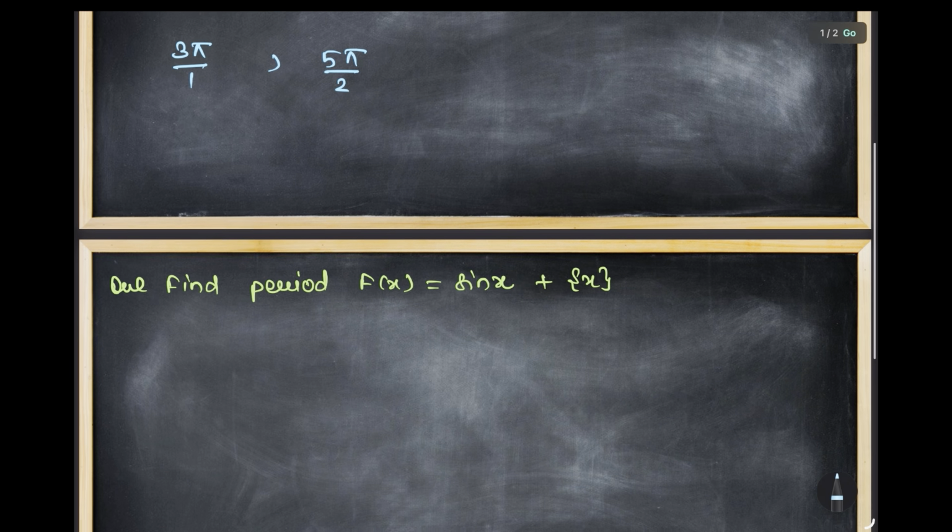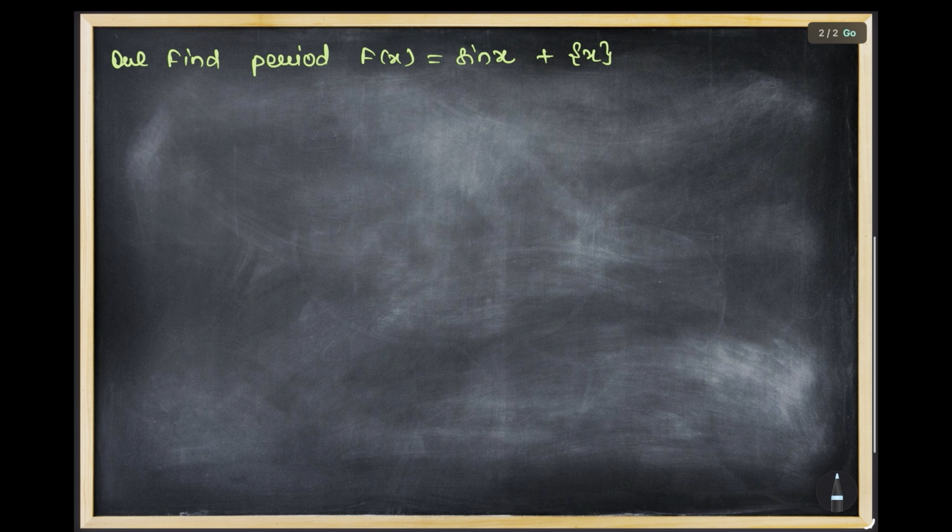Now moving back to this question, find the period of f of x equals sin x plus fractional part of x. Now you know that the period of sin x is 2 pi. You know that the period of fractional part of x is 1. Now you have to do the LCM. You cannot find the LCM. The LCM of 2 pi and 1 is not defined.